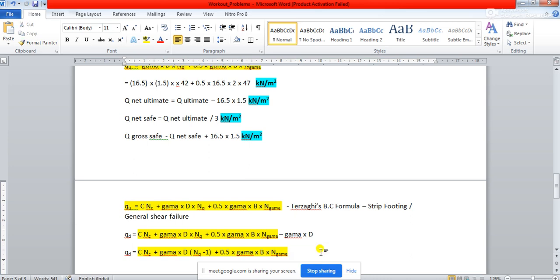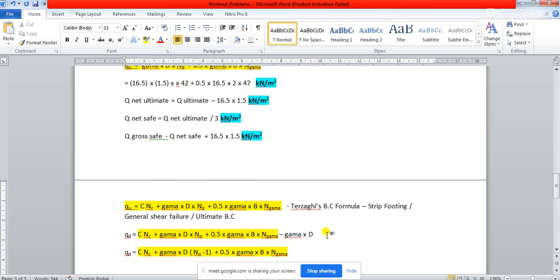So the formula will change to this. You see, c Nc plus gamma D (Nq minus 1) plus 0.5 gamma B N gamma. And what is this? This is Terzaghi's bearing capacity formula. This is for strip footing, general shear failure, and this has given the ultimate bearing capacity, right?